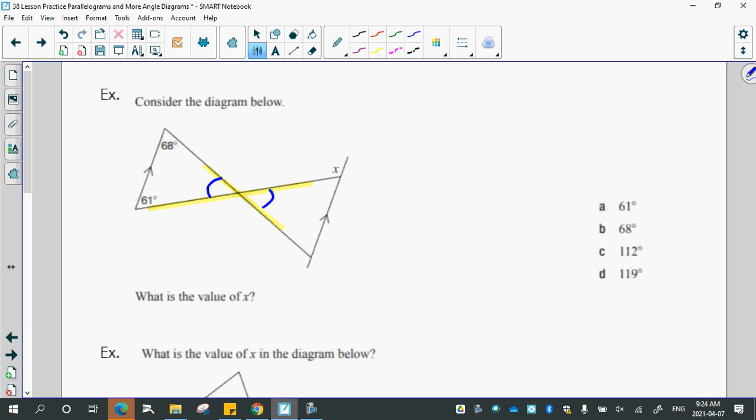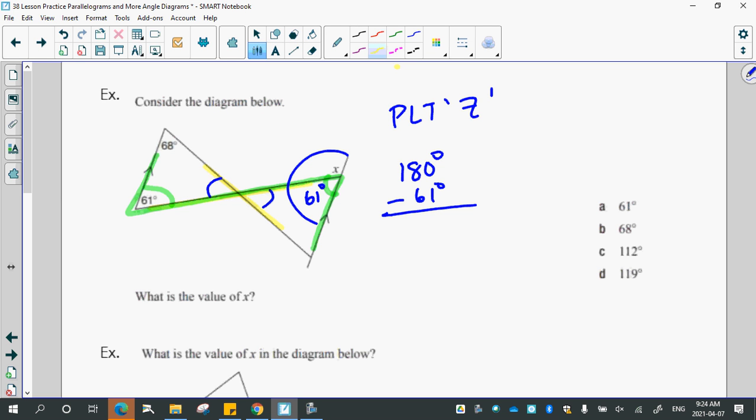The interior angle for the other triangle on the right. Yep. Top right down is 61. Okay, that's the Z pattern. See this? That makes a Z, so these are both 61. And then 180 minus 61. Perfect. Okay, so use PLTZ, and then 180 minus 61 gave you 119. Yep. So PLTZ and supplementary, perfect.